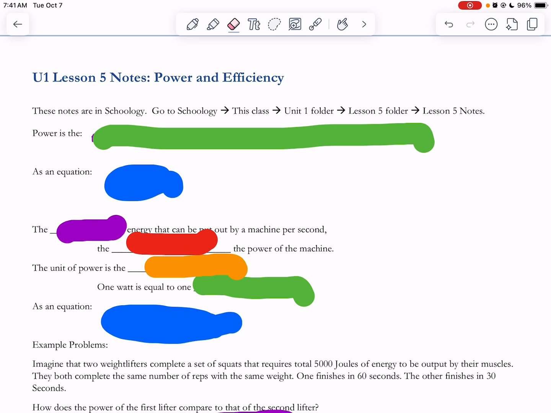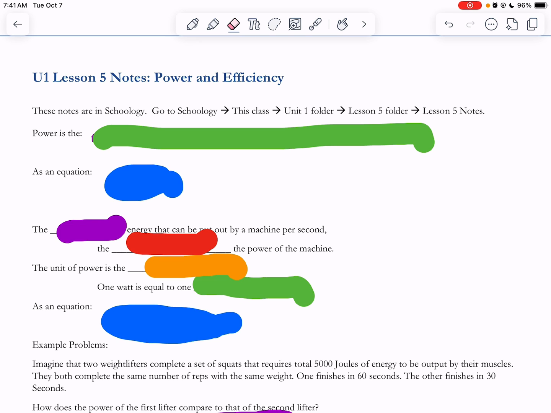Now, you probably have heard power used in different ways. This is another one of those words that people outside of physics use differently than people inside physics, kind of like energy, but energy is kind of used more or less appropriately. But power is one of those that's used a little differently, okay?